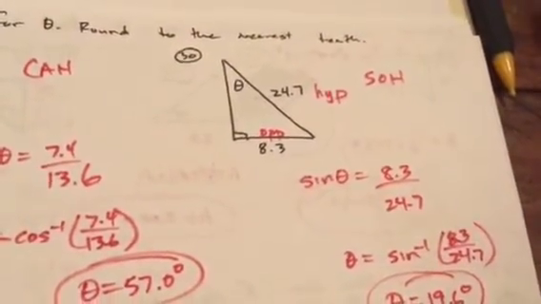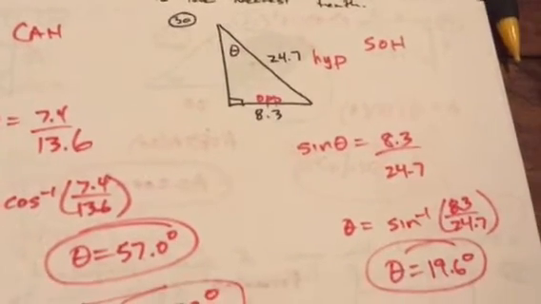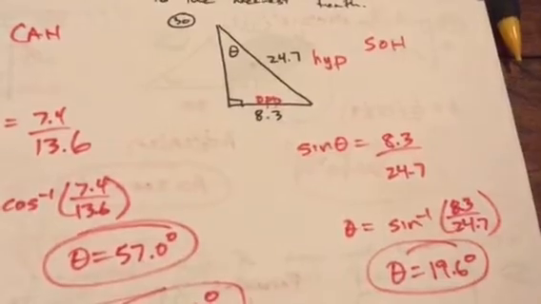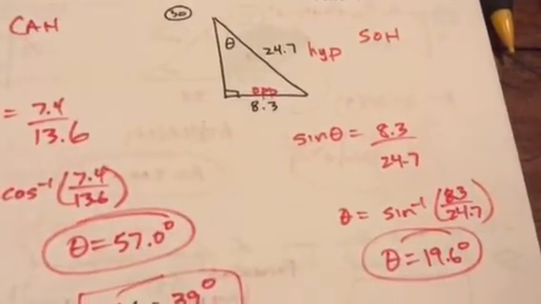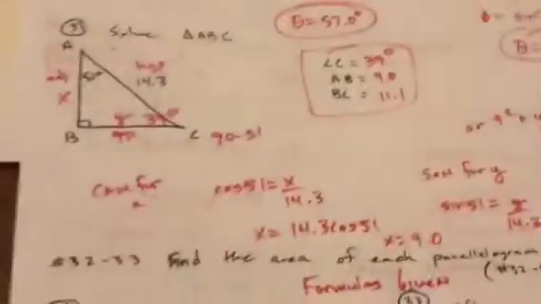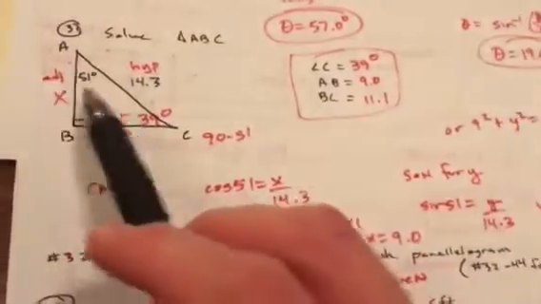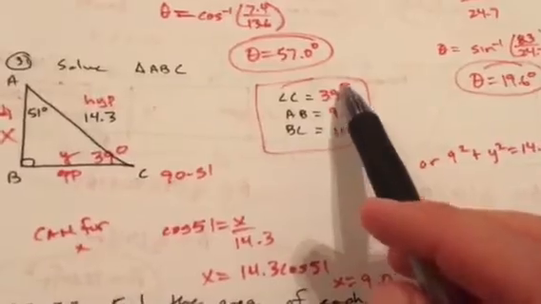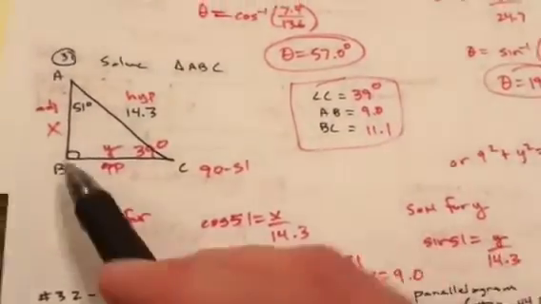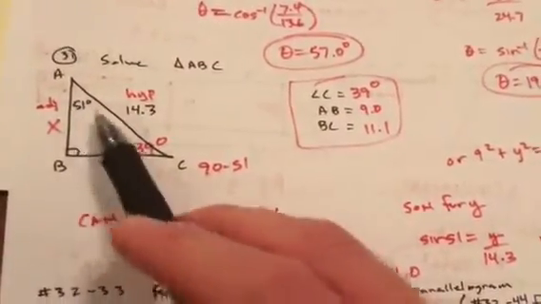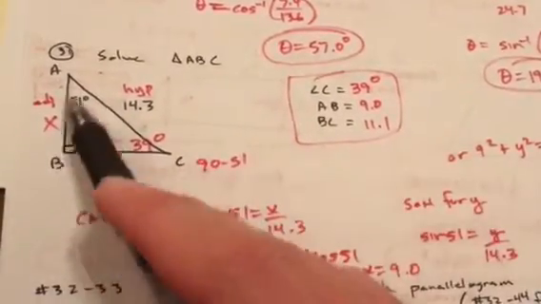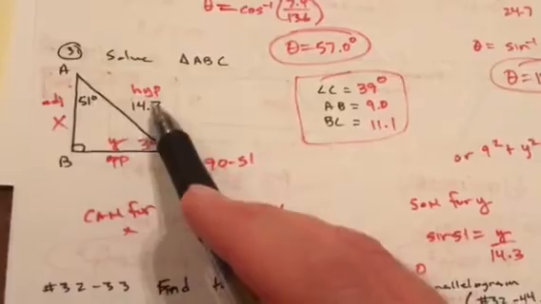So in terms of theta, sine of theta is 8.3 over 24.7. You hit second sine, 8.3 divided by 24.7 in the calc, get 19.6 degrees. All right, on this one, folks, if I give you 51 degrees, simply do 90 minus 51 to get angle C, 39 degrees. We can all get that. Then maybe use that 51 you're initially given. That is opposite, right there, we'll call it y. X maybe adjacent, and that's the hypotenuse.